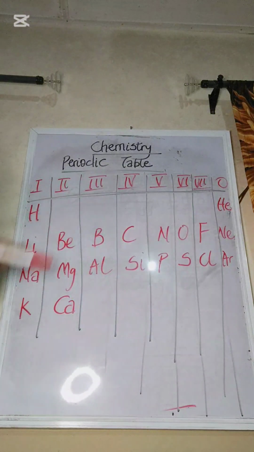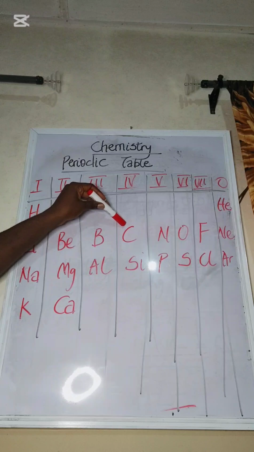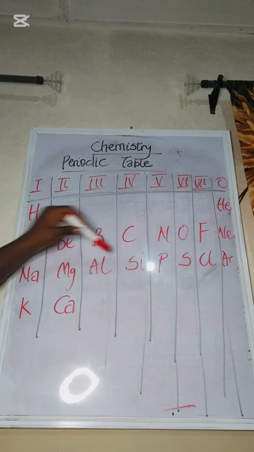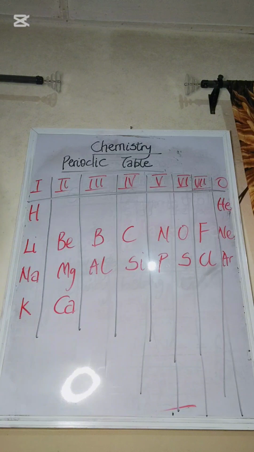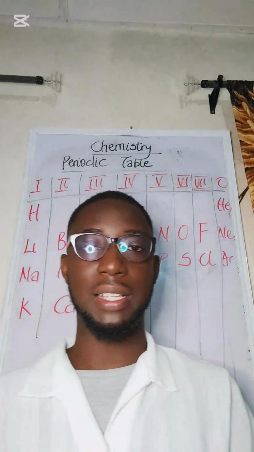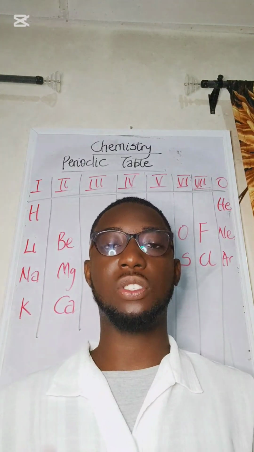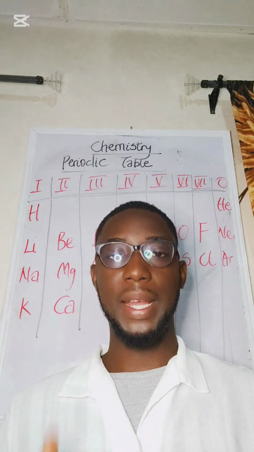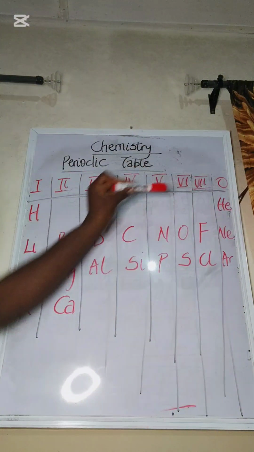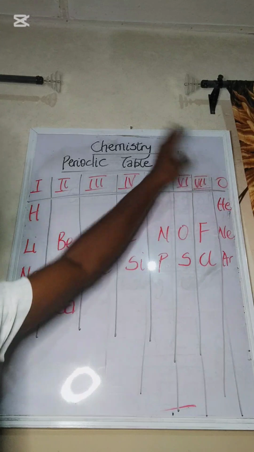So in group 4 we have carbon, silicon, then down the group. Carbon is a non-metal, silicon is a metalloid, otherwise known as a semi-metal. When you go down the group, you get to a place where you have metals. So group 4 goes from non-metals to metalloid, then to metals. Then we have group 5, group 6, and group 7. These ones are non-metals.